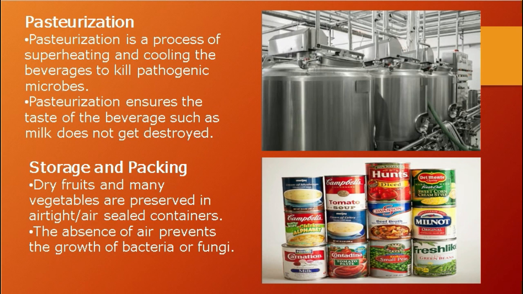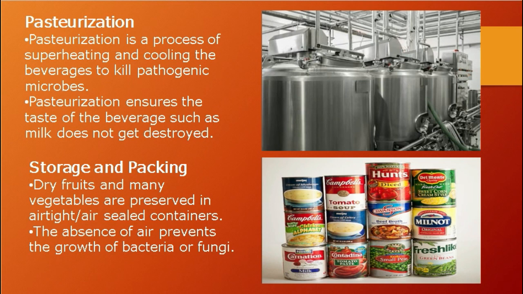Now, the next method of food preservation is storage and packing. Students, these days many food items, dry fruits and even vegetables are sold in sealed airtight containers or packets. Why? Because it prevents the attack of microbes. That's why nowadays most food items come in sealed airtight containers to prevent them from being spoiled.